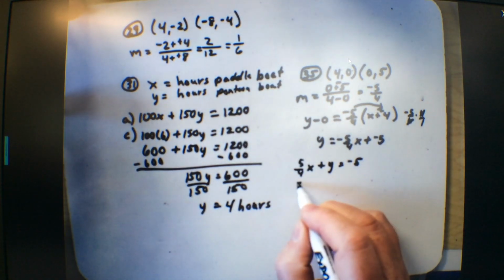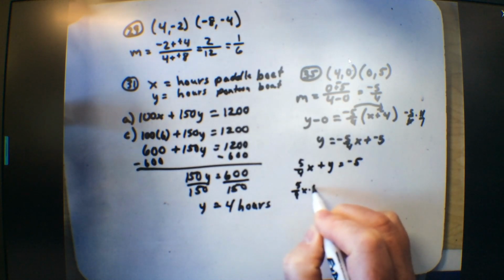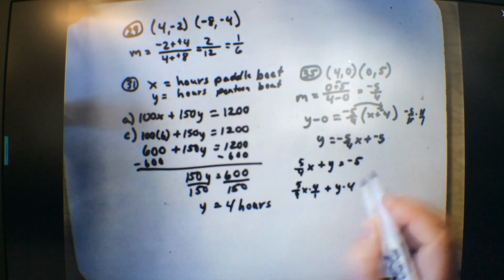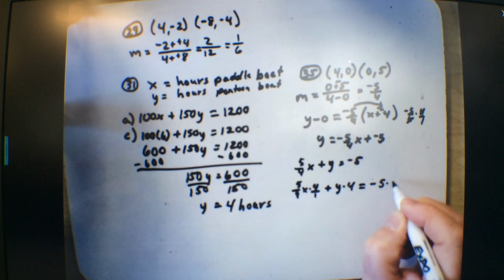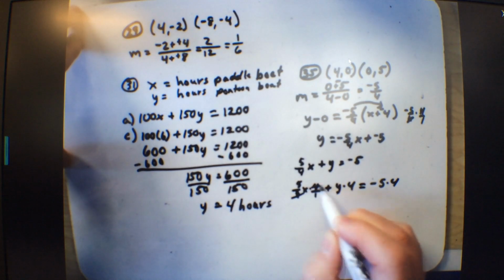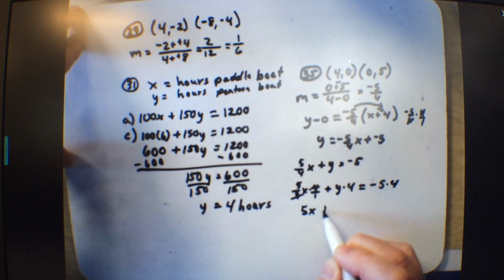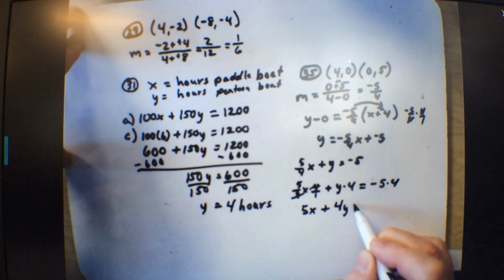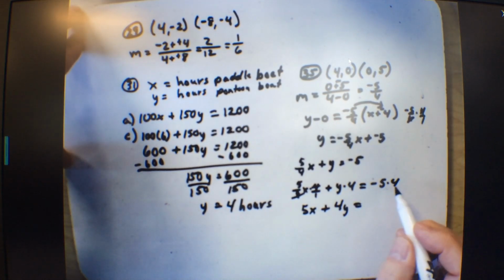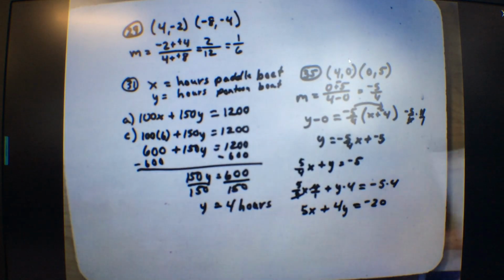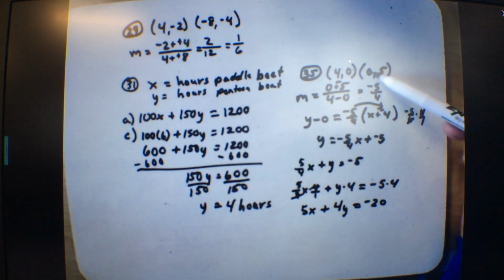So I'm going to take 5/4 x times 4 over 1 plus y times 4 equals a negative 5 times 4. Make sure you take everything times 4. The 4's cancel, so I have 5x plus 4 times y times 4 is 4y. And what's a negative 5 times 4? And there is an equation in standard form that goes through these 2 points. Okay?